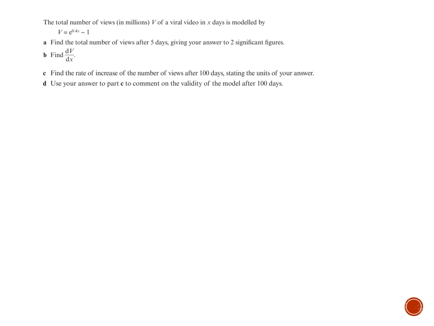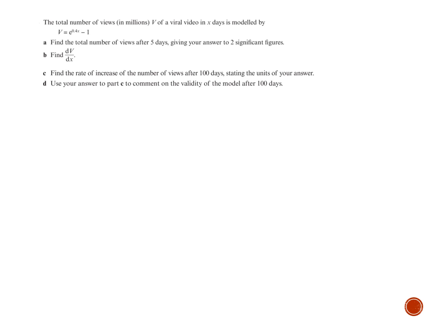Like I said to you, have a look at the units, have a look at what the letters represent, because in this one, the V represents number of views, but it's in millions. So you've got to be careful when you give your answers to do with the number of views. X represents the days, and it's modelled by there. So find the total number of views after 5 days.